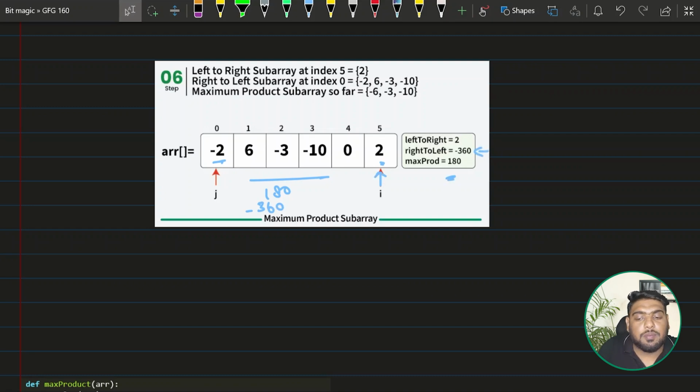I comes here, the previous value was 0. We are not going to multiply that. So we'll just take this 2. This 2 is taken here. Is it bigger than 180? No, it is not. This 180 is going to remain there.